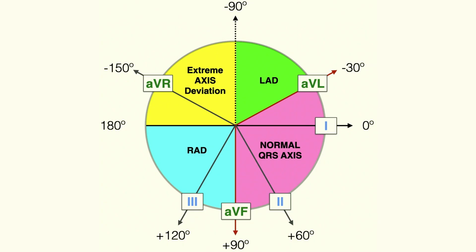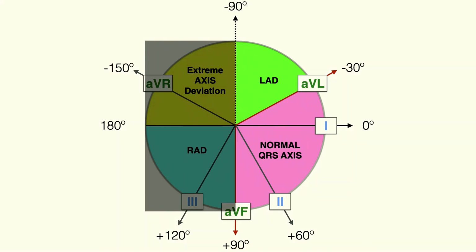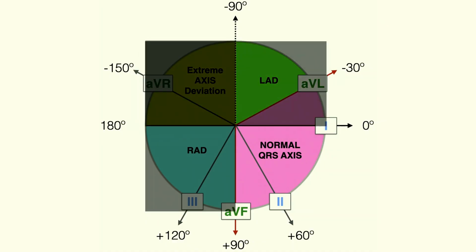So we know the wavefront is traveling toward the arrowhead of V1. That eliminates from contention that half of this circle. The axis can't be over there, because lead 1 was positive. It'd be negative if it was over there. Does that make sense? Then you ask the same question for AVF. AVF was positive, so it's traveling toward that arrowhead. Boom, normal axis, done. OK?